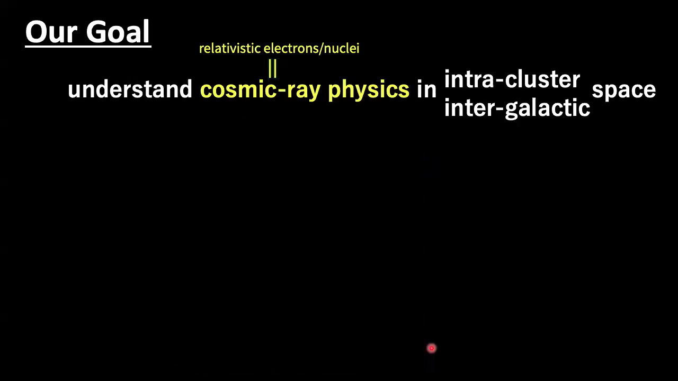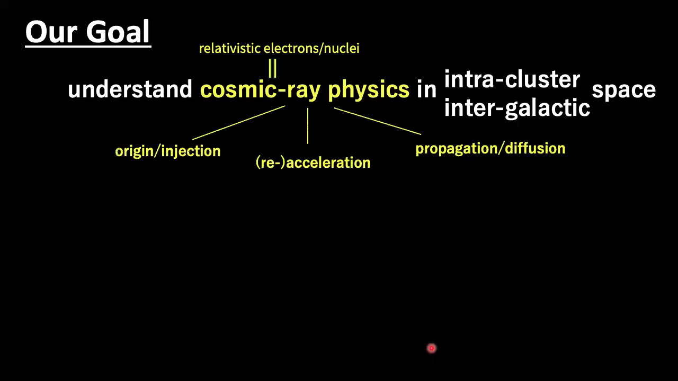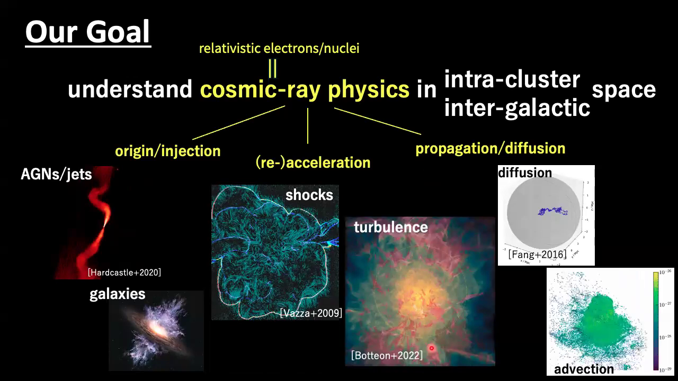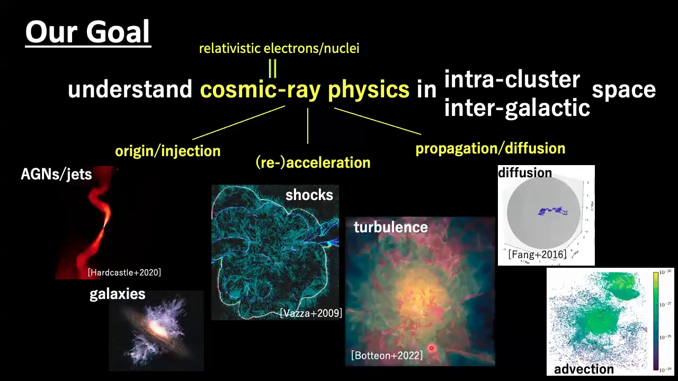As an example of cosmic ray physics in galaxy clusters, I consider these topics. For example, what is the origin of cosmic rays inside galaxy clusters? We can assume that jets or AGN activities in massive galaxies inject cosmic rays into the intracluster medium. And also, there is a feedback process from galaxies. For example, galactic wind is the most prominent phenomenon from starburst galaxies. These kinds of activities can inject cosmic rays, relativistic particles, inside galaxy clusters or intergalactic space.